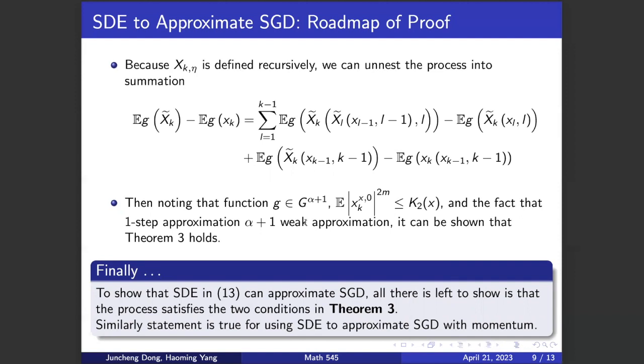recursively by expanding g of x tilde k and g of x k. And then after expansion, we reach this big equation here. And note that the function g has some polynomial growth, and the 2n moments are bounded by this k2 function that is also polynomial growth. And from the fact that the one-step approximation is an alpha plus 1 weak approximation, it can be shown that theorem 3 holds. And finally, with theorem 3, all that's left to do is to show that the process of SDEs satisfies the two conditions of theorem 3. And then we have our desired result that SDEs can approximate SGDs.